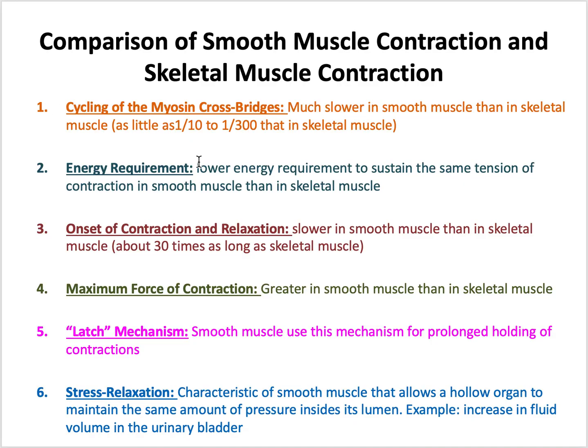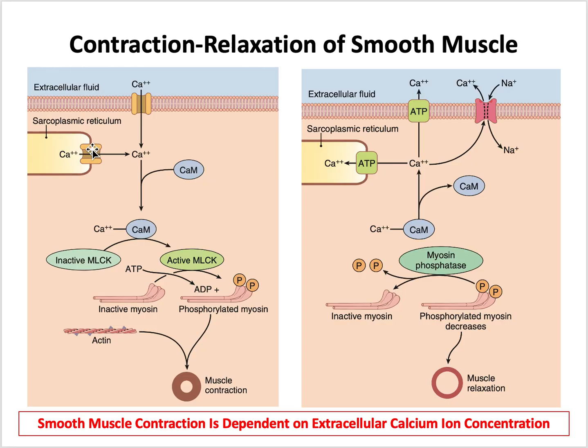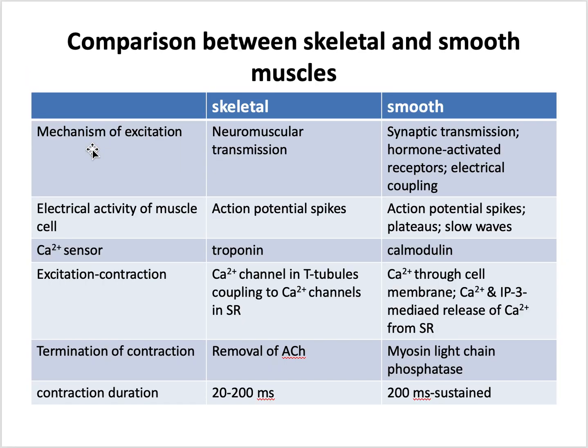You can read through this on your own. I probably won't. I've hit on a lot of these points, and those are the ones that I might ask you about if I discussed it in detail. And then these are just some overview slides to kind of help summarize. If I were to ask any comparison and contrast, I think this is a good table to refer to as far as being able to look at the differences between skeletal and smooth muscle. I think this is a little more succinct and direct.